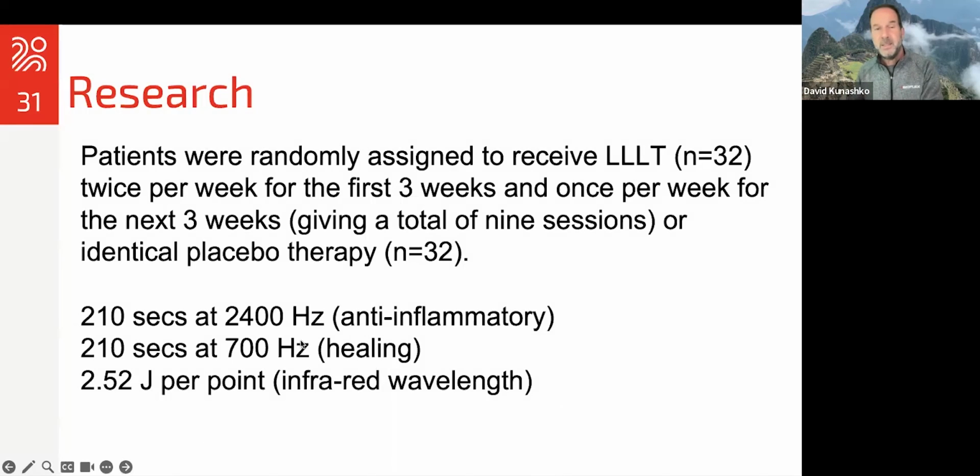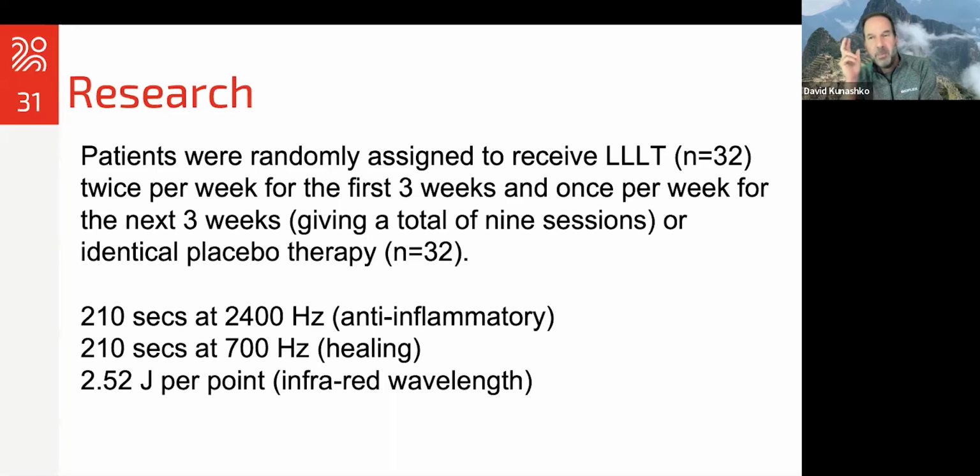What's interesting is they used different frequencies. They used 2400 hertz and 7 hertz. They kind of said 2400 hertz was anti-inflammatory and 7 hertz was healing. That's the first time I've ever seen that. I don't know, they must have a reason for saying that, but it's interesting. You can try it. You can customize the protocol and set it for those frequencies if you want to try that as well. They used about 2.5, 3 joules.